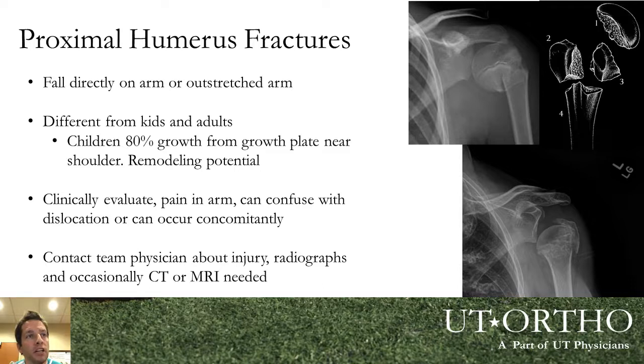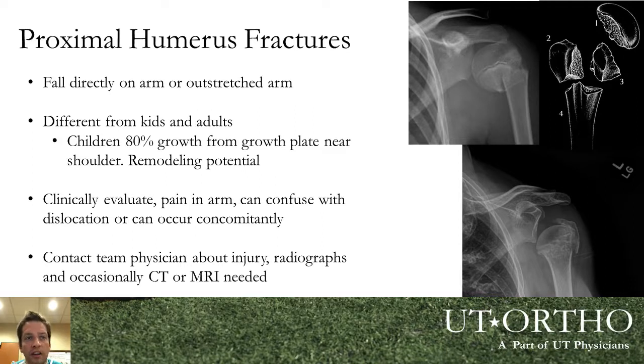It's different in kids and adults. Children actually have a great healing rate for the proximal humerus. In the adults, it's a more difficult thing to heal. So in these, they're pretty rare. In kids on the field, this is more or less an injury as we get older.